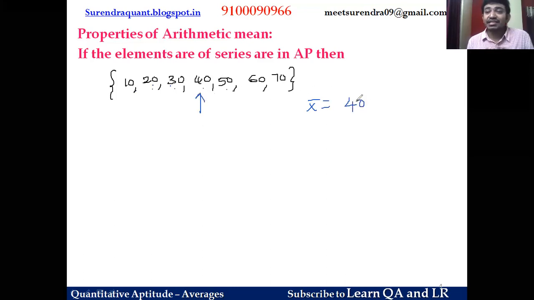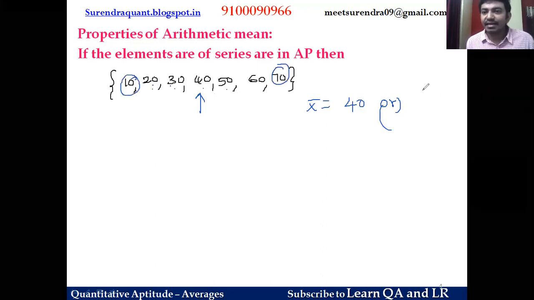So without using the sum of terms by number of terms, you can simply get it if they are in AP, in arithmetic progression. You can take the middle term or first term plus last term by 2 of that sequence. So the first term is 10, the last term is 70. So 10 plus 70 by 2, so 80 by 2, 40. So even that is also the same.